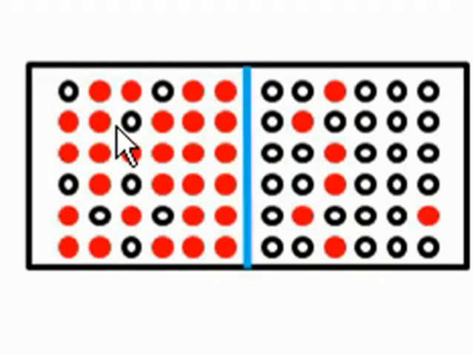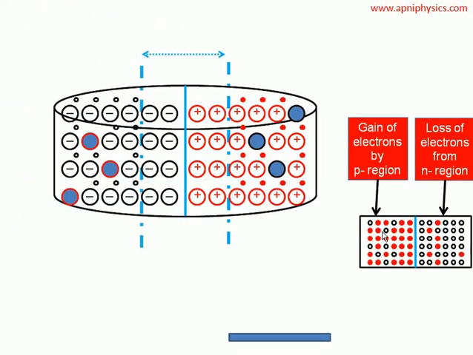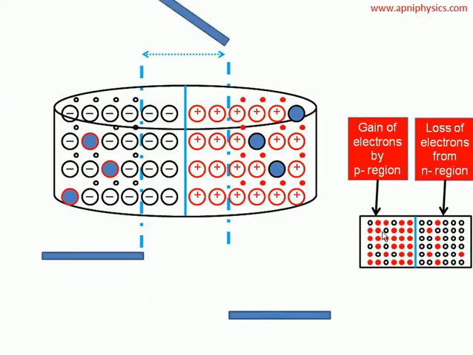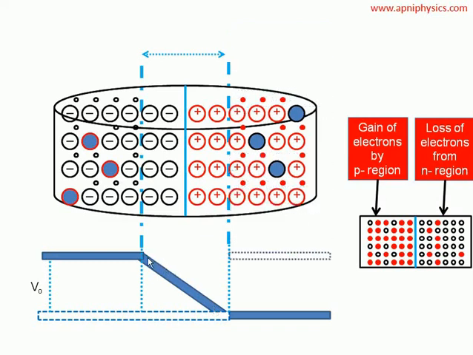Because of this, the potential changes, and you can visualize the potential shape this way: this slope which came through the depletion region is equivalent to this one. The slope indicates the barrier height. This barrier height is denoted by V naught. It may be different for silicon and germanium, right?